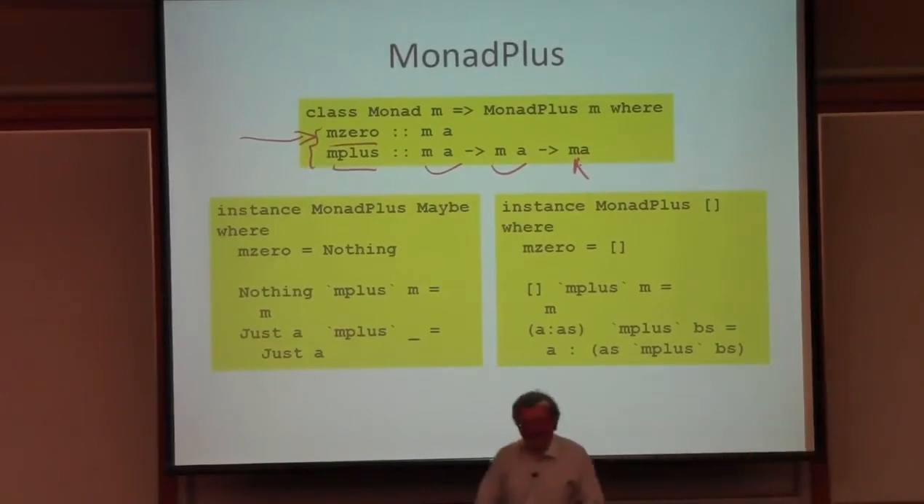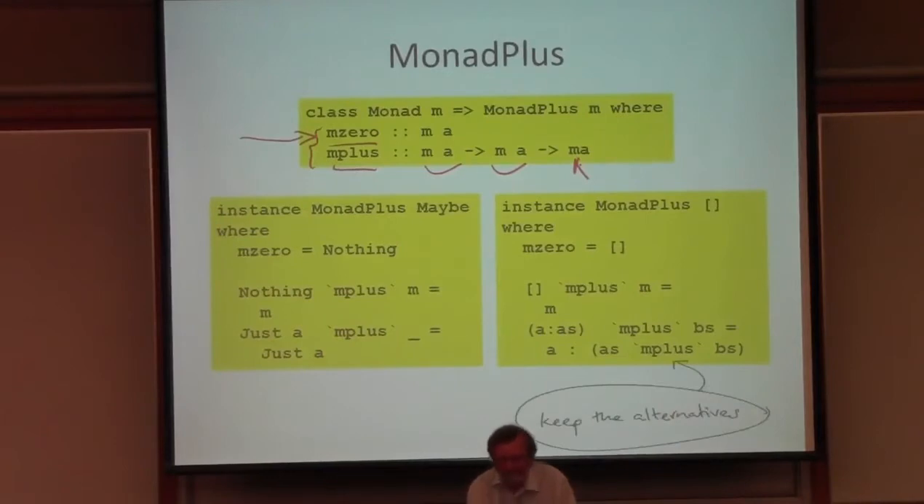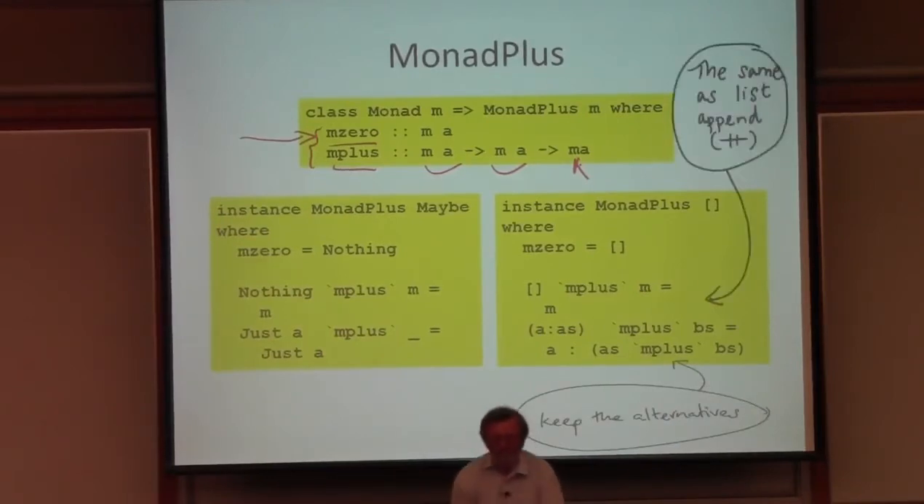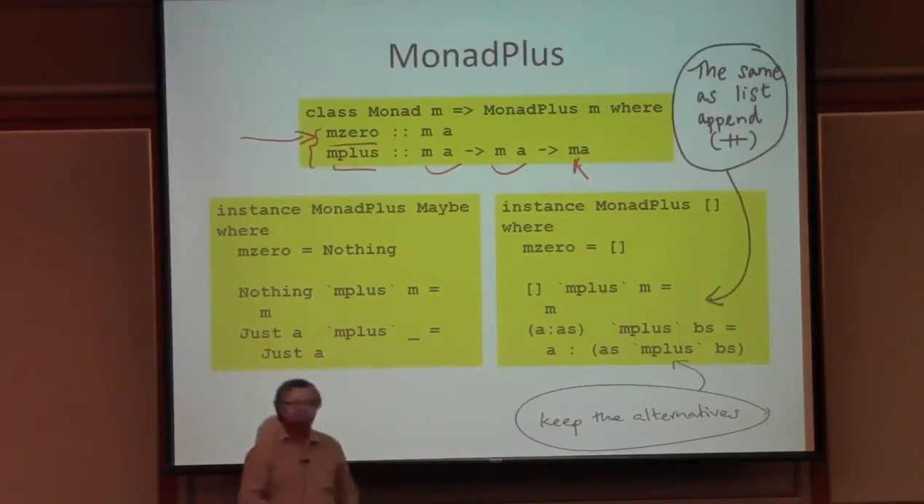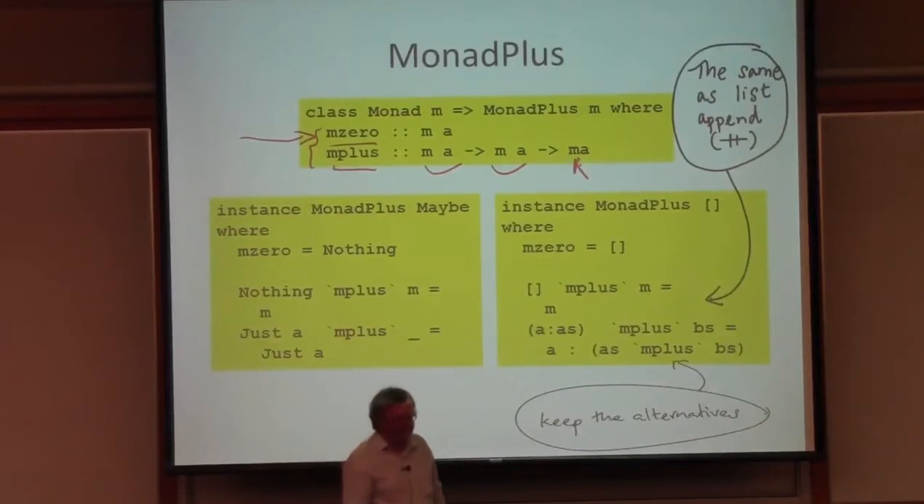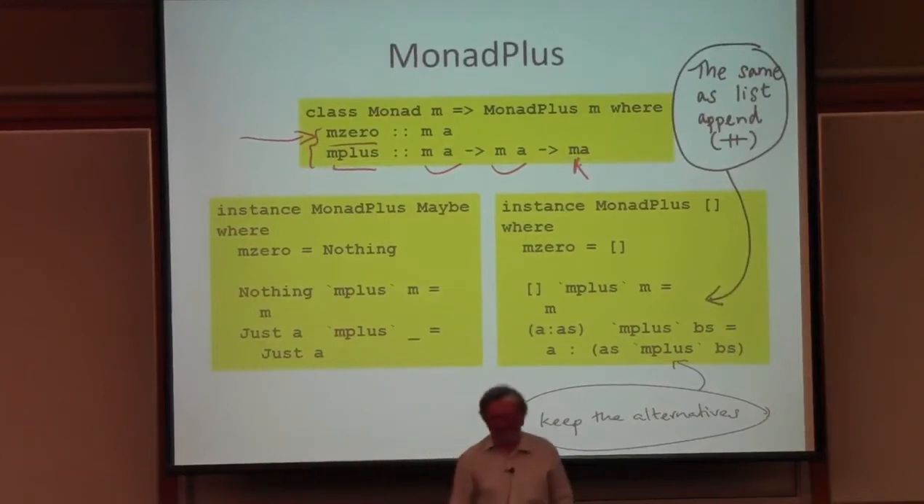Do we recognize this definition? I've just talked about keeping the alternatives. If you look at M plus, it's just the append operation on lists. So in fact, I wouldn't need to write this out explicitly, of course. I just say M plus equals append. So it's kind of nice that the append operation reappears as a natural part of this monad plus implementation.